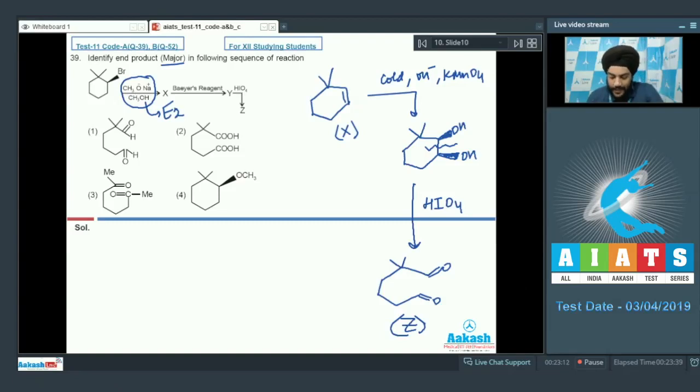And if we look at the options which are given to us, we can clearly see that we have to select the first option as the correct answer. Let us look at the next question.